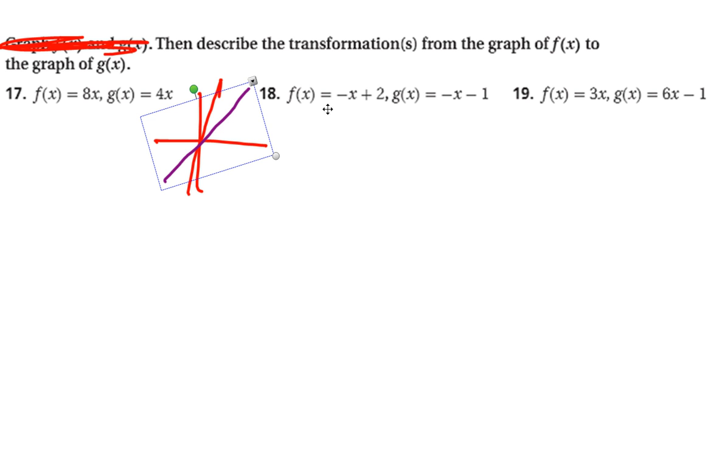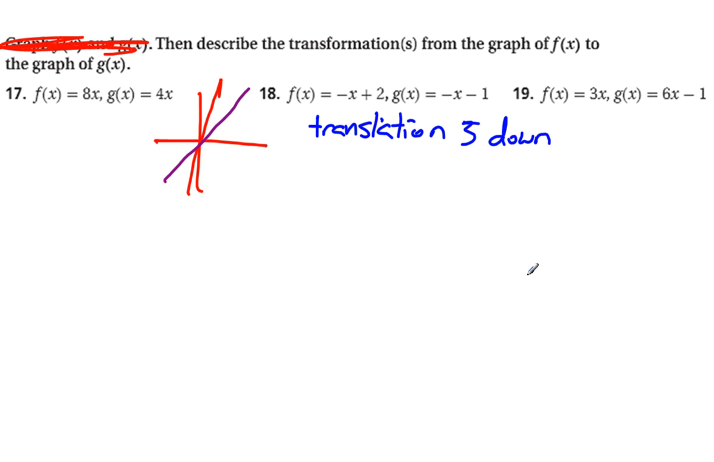Number 18: negative x plus 2, and negative x minus 1. Well, these ones have the same slope, so they're going to be parallel. So our only transformation is our y-intercept went from positive 2 to negative 1, which means this is going to be a translation. And since it's from 2 to negative 1, I wanted to say negative 3, but we can just say 3 down. And that's it. Hooray.